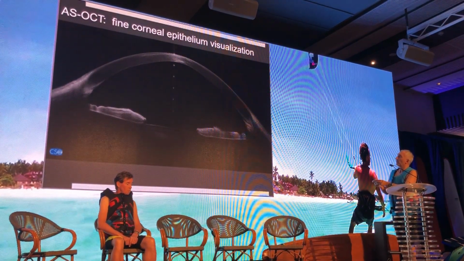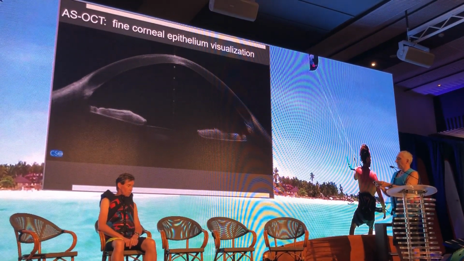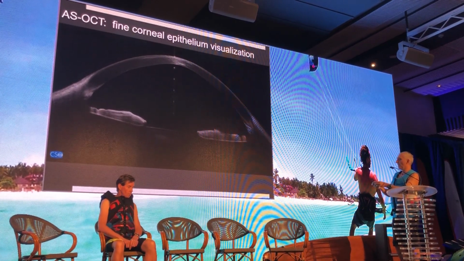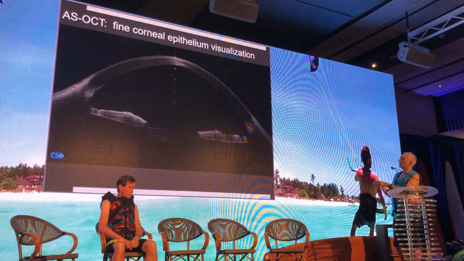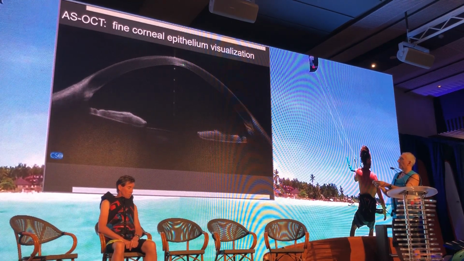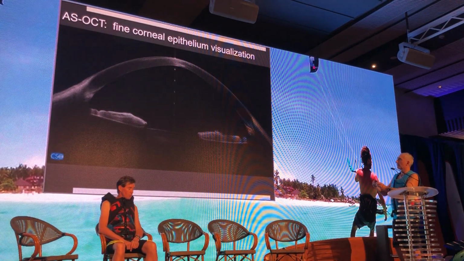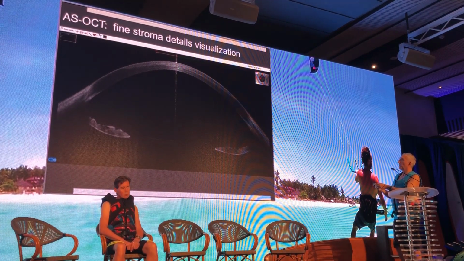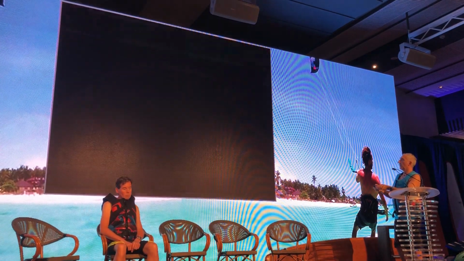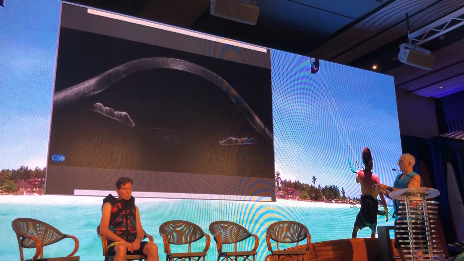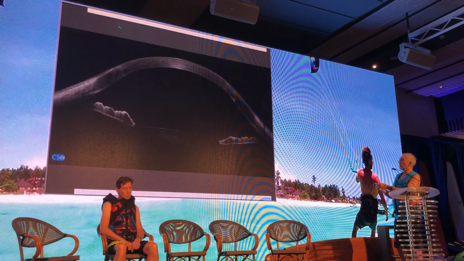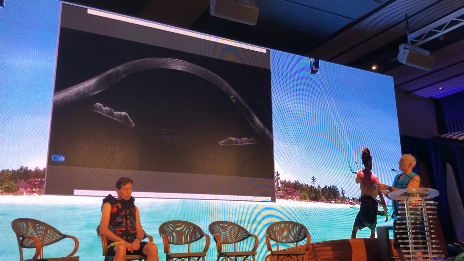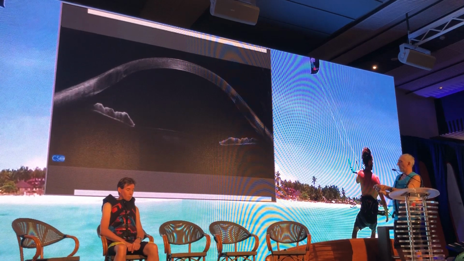Talking about the epithelium, this can be studied in very high detail because it can really be imaged accurately. And this is a case of a keratoconus. We see also some stromal alterations. This is after corneal cross-linking. And this is after deep anterior lamellar keratoplasty. You can see, although it's after a few years, the margins very well and the epithelium as well.